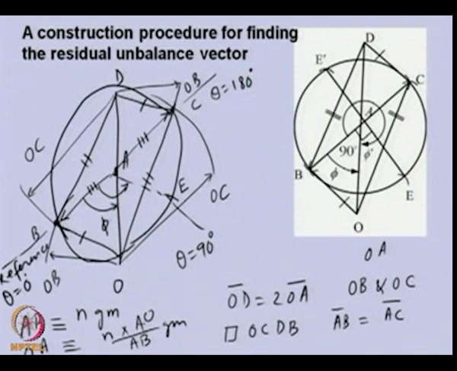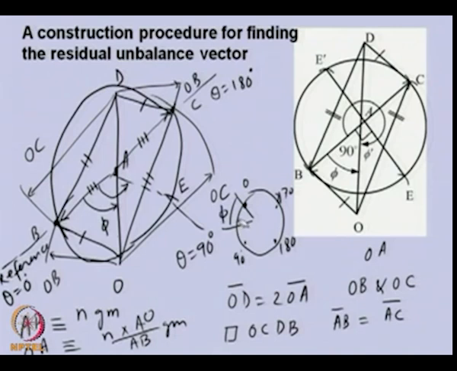So in the actual rotor, if this is 0 angle, this is 180, this is 90, this is 270, then we know that the unbalance is there at phi angle. That means this 0 phi.